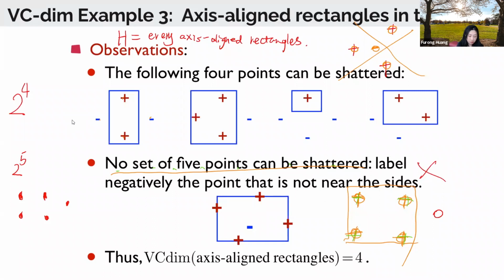And you can just see whether you can draw an axis-aligned rectangle, making sure that all the positive points are within the rectangle and negative ones are outside of the rectangle. Okay, so it's a very interesting exercise. If you have time, maybe after class, you can try to play with that. Okay. That's good.